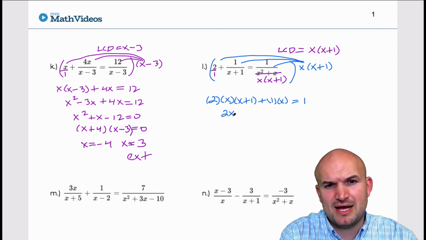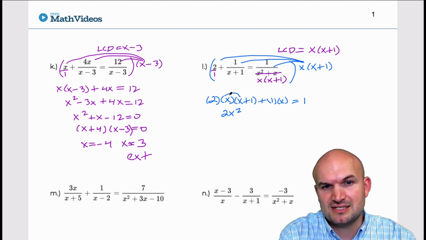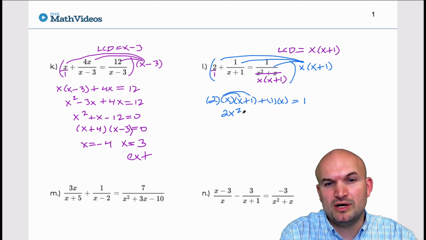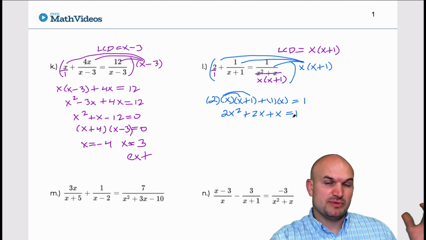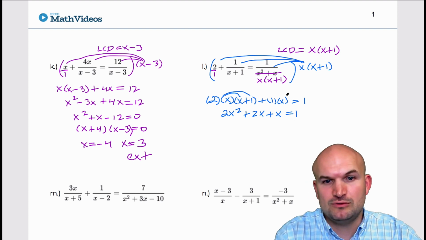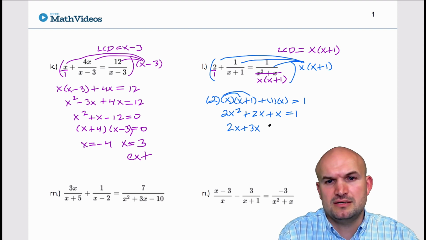I get a 2x squared, right? 2 times x is 2x, so 2x times x, and then 2x times 1, which is going to be a positive 2x, plus x equals 1. Again, this is a quadratic, so I'm going to want to combine like terms and get this set equal to 0. So therefore, I have 2x squared plus 3x minus 1 equals 0.